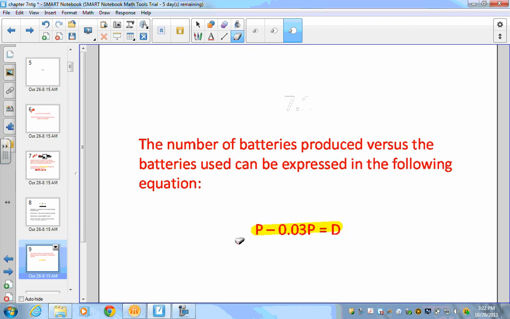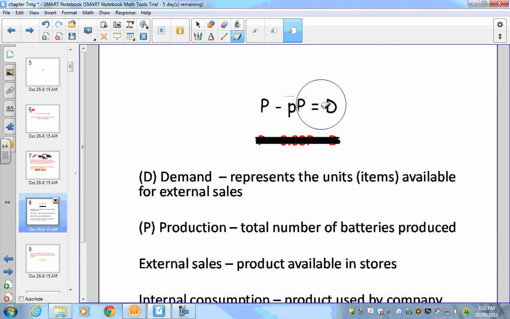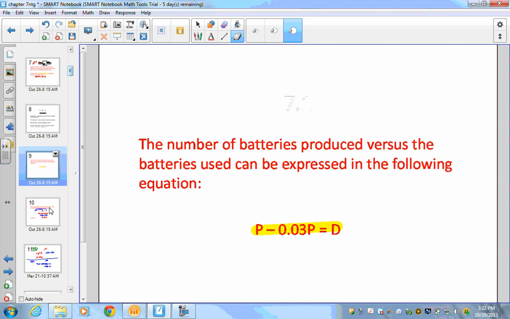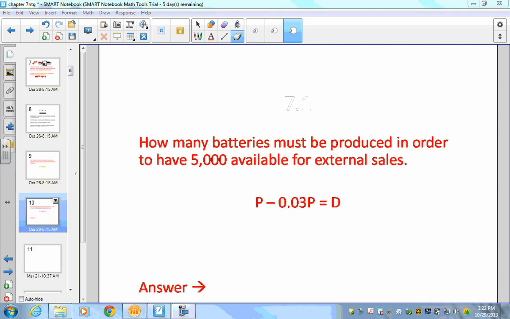And so this is big P minus little p. Going back to this problem, notice how it was big P minus little p. That represents the percent written as a decimal. So our percent was 3%, written as a decimal is 0.03. Okay, so this is the formula that we're going to be using. So going to our problem and keep working on it. If we were to go to this part here: how many batteries must be produced in order to have 5,000 available for external sales?